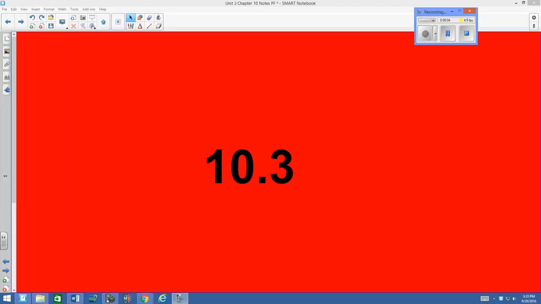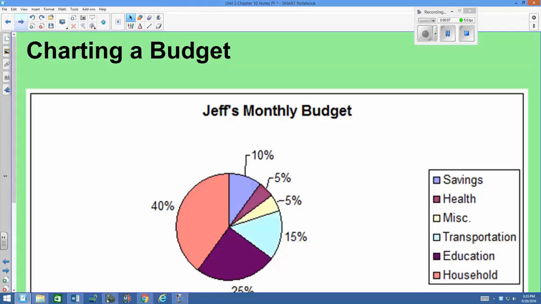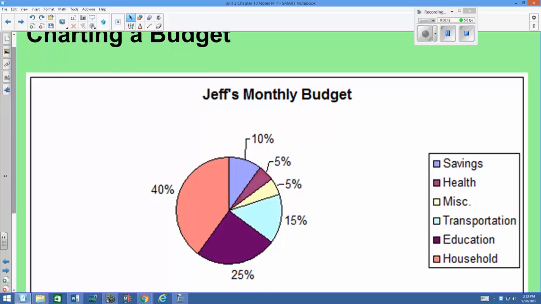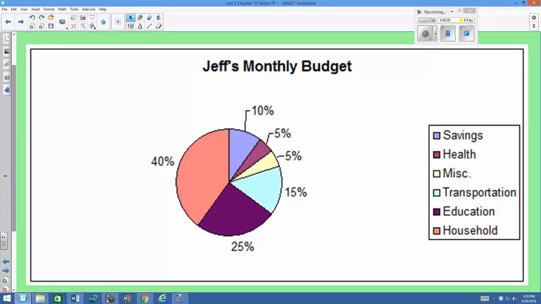Okay, 10.3, charting a budget. So this is really important if you are incredibly artistic and organized and like doing budgets. I've never personally made one of these graphs for myself, but it does look really nice. Basically how it works is you divide up your budget into percentages. So how much money you make, each section gets a certain percentage of your money.